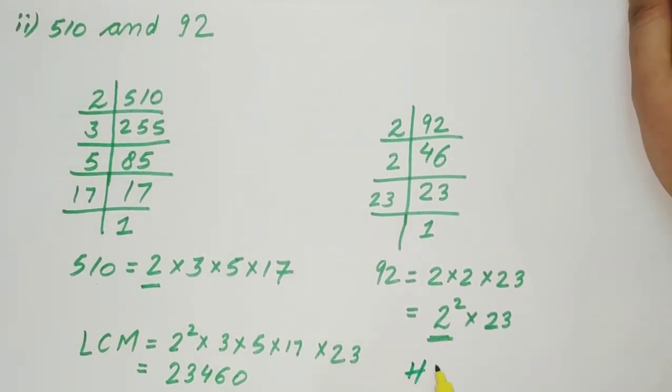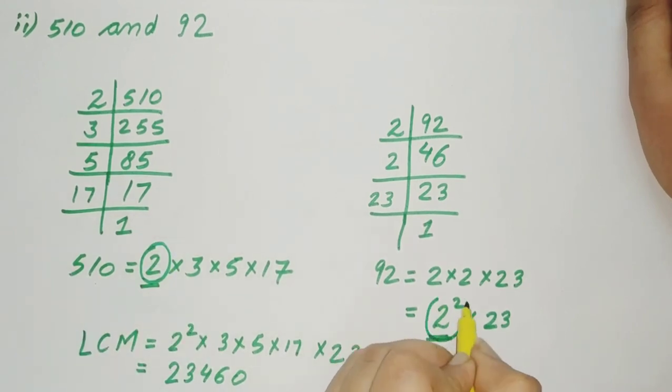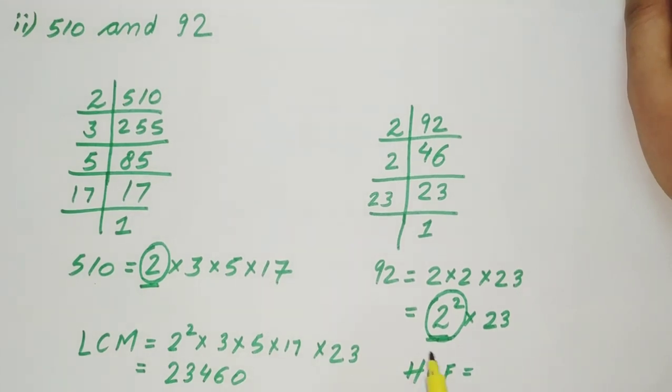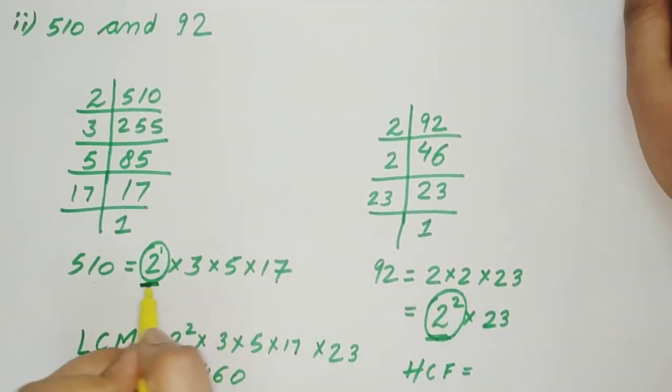Now let's try to find out the HCF. Now in HCF, we'll find out the common factors. So here we have 2 and 2 square, and select the one with the lowest power. So the lowest power of 2 is 1 and 2, so we'll select 2.